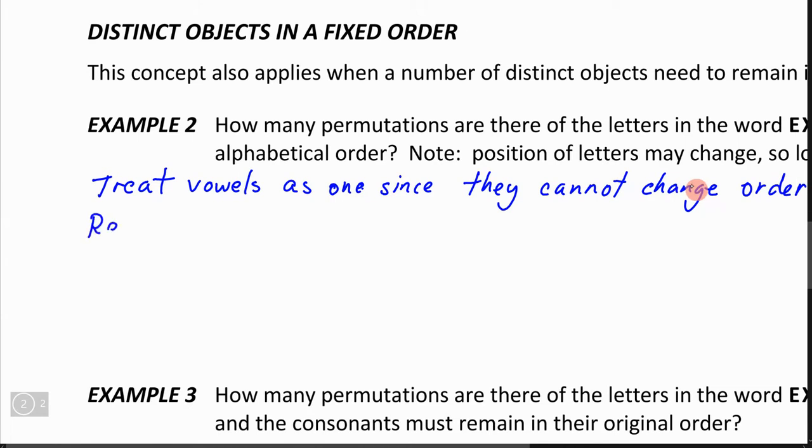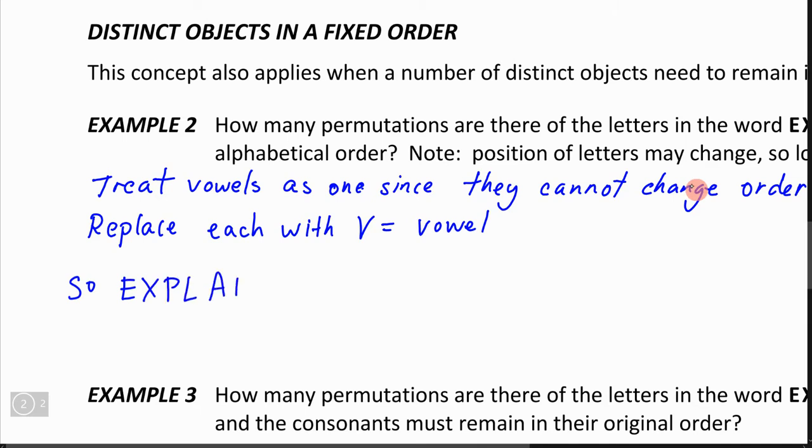So we're going to replace each vowel with V, and V will stand for the vowel. Okay. So when we look at the word EXPLAIN, I am going to replace every vowel with the letter V. So this will become V, X, P, L, V, V, N.